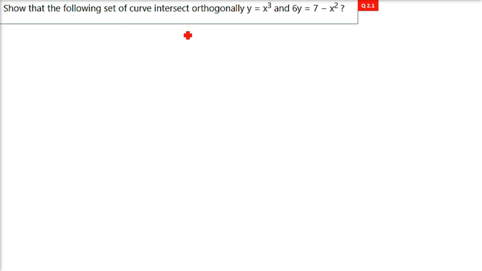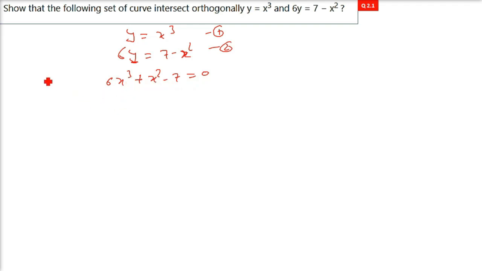Now this question has to be discussed because the question is different. Show that the following set of curves intersect orthogonally. So you have to find out whether they are intersecting at 90 degrees. This is the first equation, second equation. Let us solve these two equations. Eventually, m1 and m2 will come. If you multiply them, it will be -1. You will say that it is orthogonal.